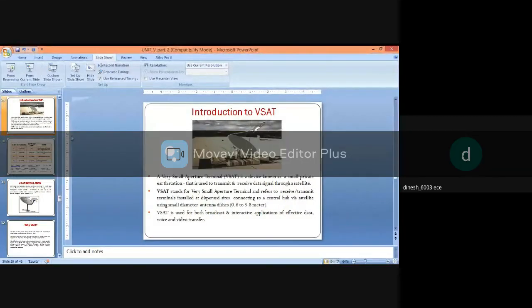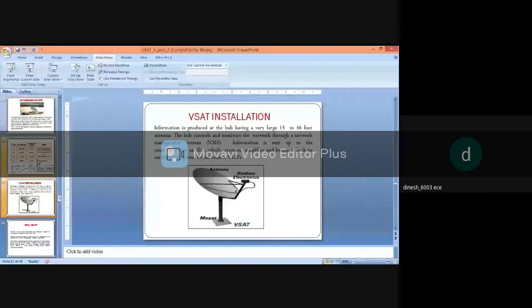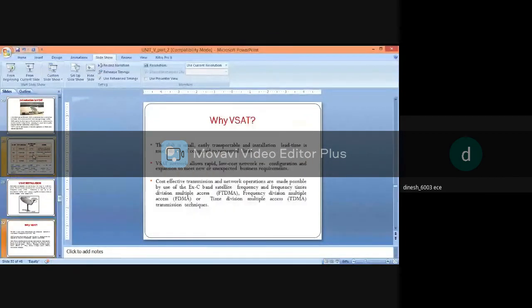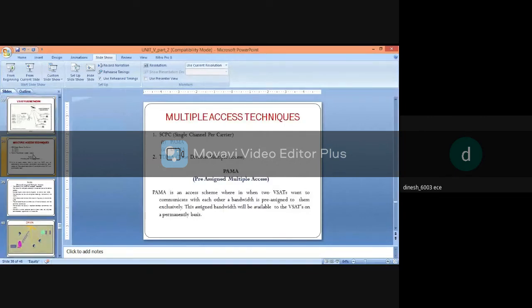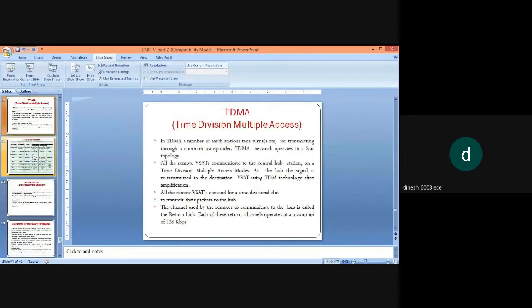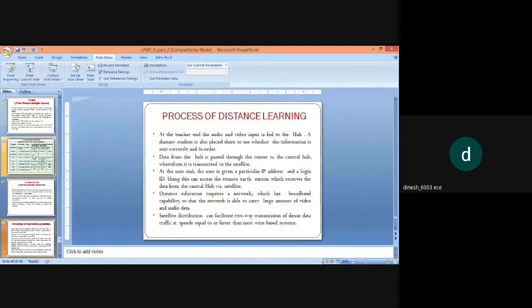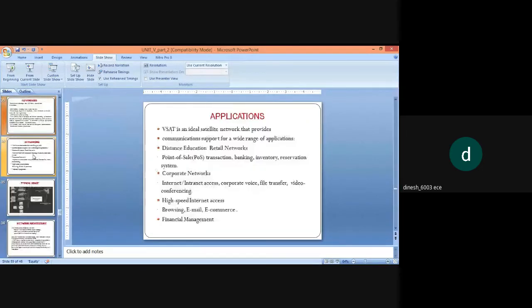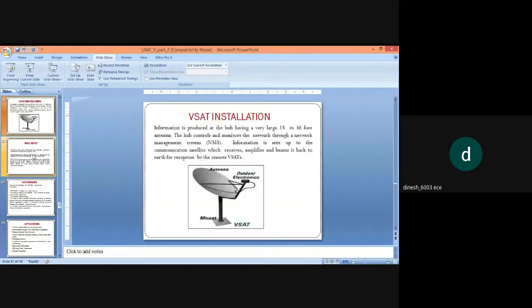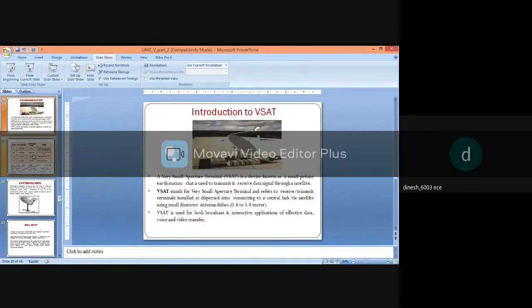So till now we had seen the different satellite networks that are being placed in space. Next we are going to see a very specific antenna that is being used in satellite, which is VSAT. Let us see what is this VSAT first.